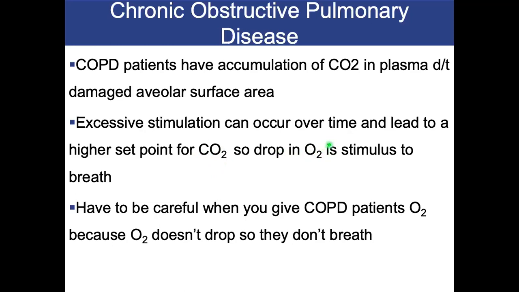So what happens when you give them oxygen? If you give somebody who has severe chronic obstructive pulmonary disease oxygen, is their oxygen level ever going to drop low enough that it triggers them to take a breath? No, right? So you have to be careful when you give them oxygen. You don't want to give them too much oxygen. You want to do 1 liter, 2 liters instead of 8, 9, 10, because you need that oxygen level to drop still so that they remember to take a breath.